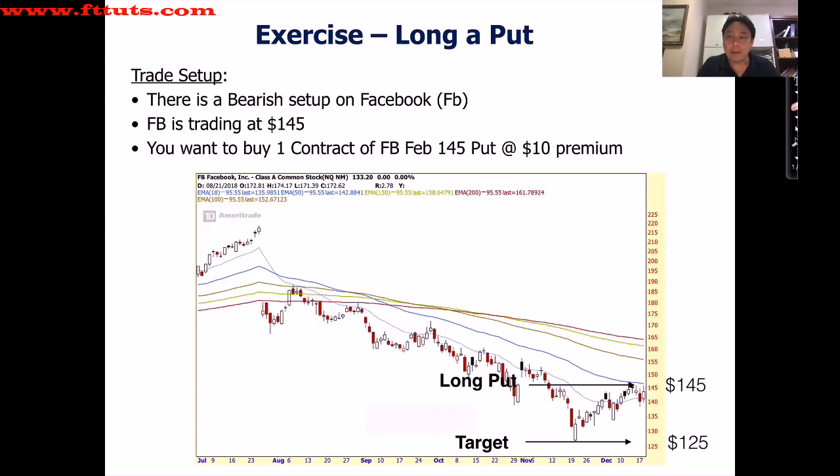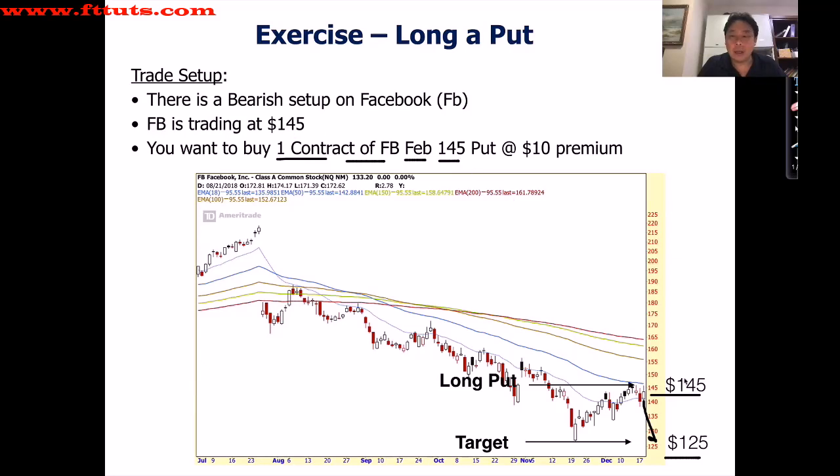So the current price of Facebook is 145. We expect it to go down to 125 in the next month or so. That's our target price. So you decide to buy one contract of Facebook shares at the February expiration date. So that's more than 60 days to expiration. And we buy the 145 put, which is at the money.